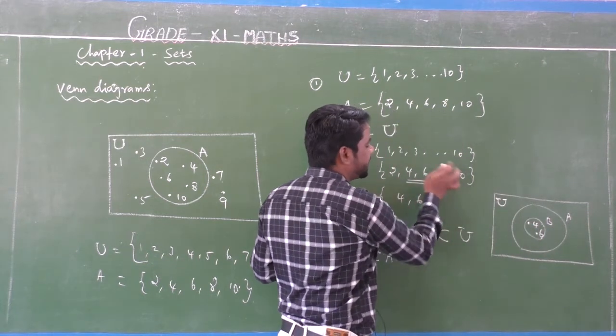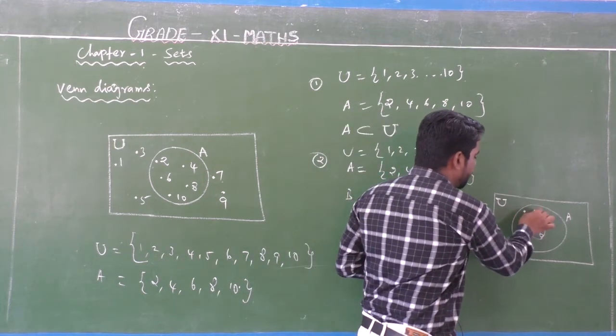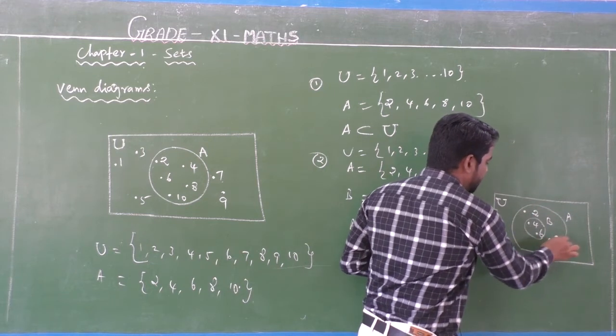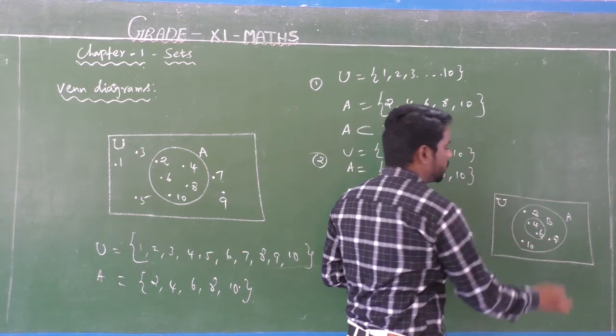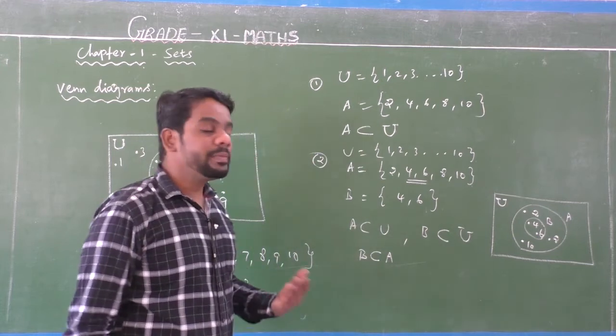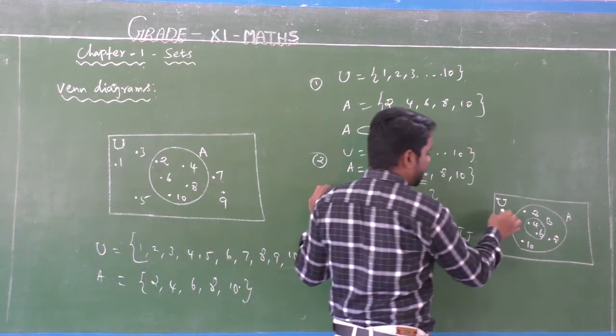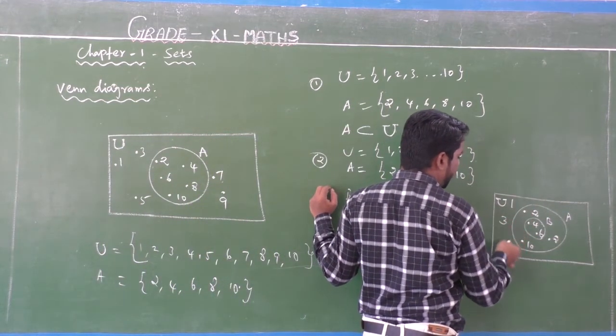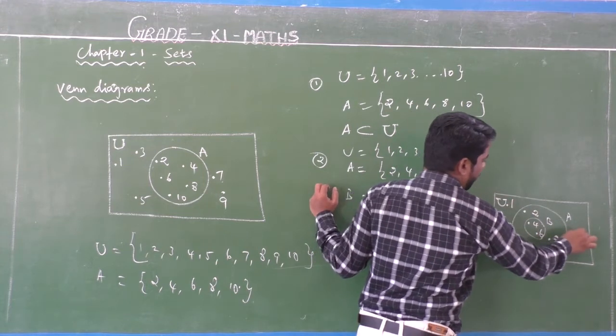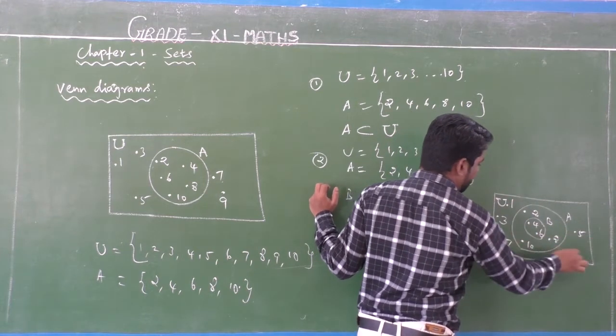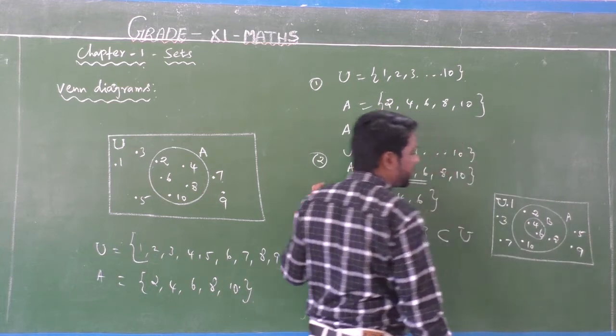The remaining elements of A are 2, 8, 10. The remaining elements of the universal set are 1, 3, 5, 7, 9.